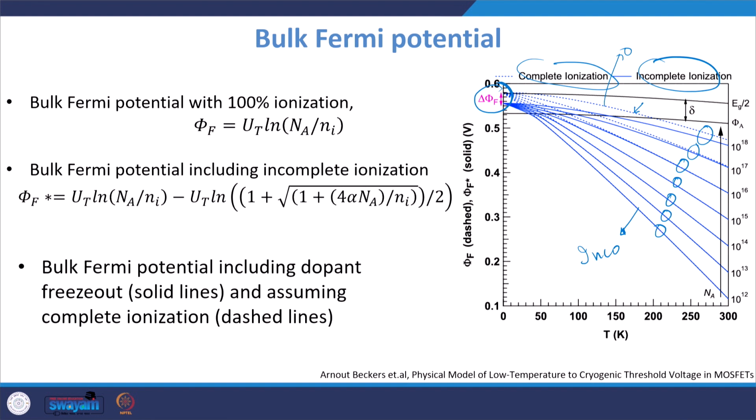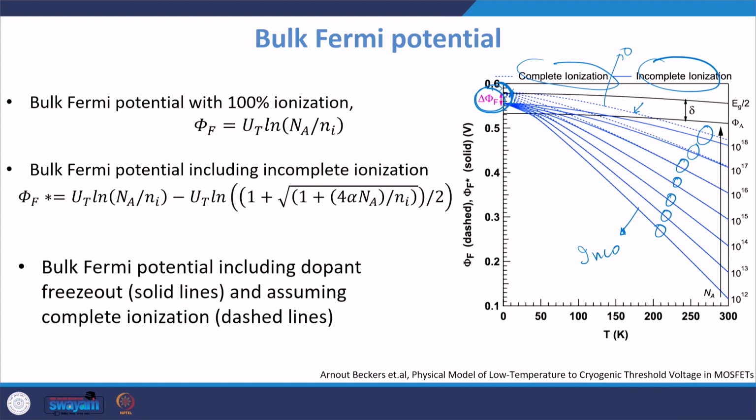Why? Because you are coming from the incomplete ionization regime to a complete ionization regime. The takeaway from all this discussion is, around 0 Kelvin or very near to 0 Kelvin, you actually see a change in the Fermi level between the incomplete and complete, and that is very very important. The whole discussion for this lecture was to showcase to you that at very low temperature, because of incomplete ionization, the Fermi level will change.